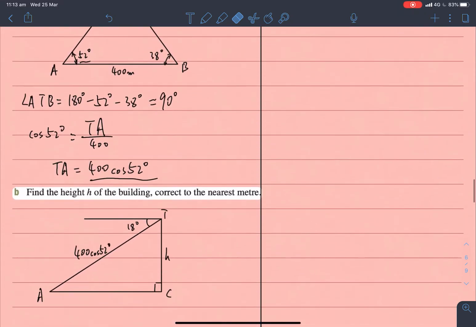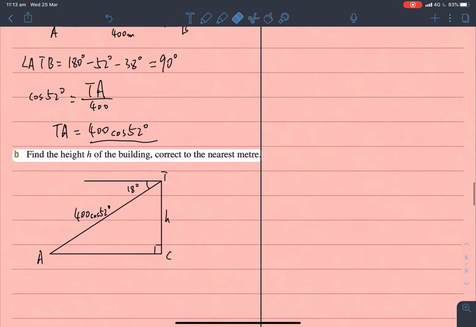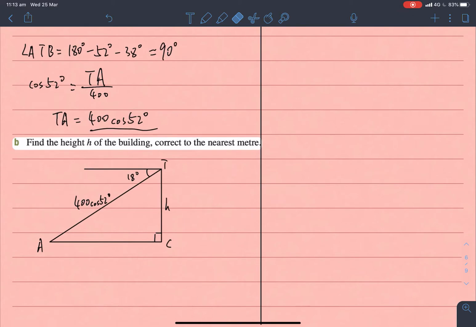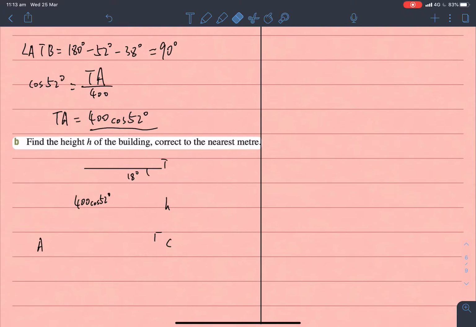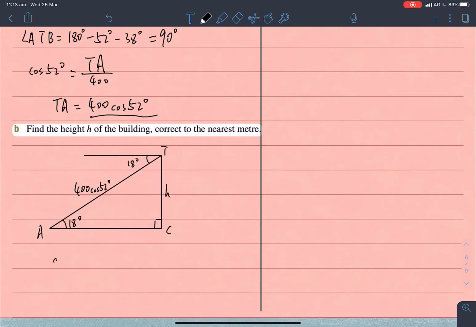So I'm going to draw the triangle ACT first. We worked out AT in the first question is 400 cos 52. We got the angle of depression is 18, so the angle on the bottom is also 18 degrees. We have the hypotenuse and the angle, and we're looking for the opposite. That's easy, we can just use sine. So sine 18 degrees equals opposite, which is the height, over hypotenuse 400 cos 52 degrees.